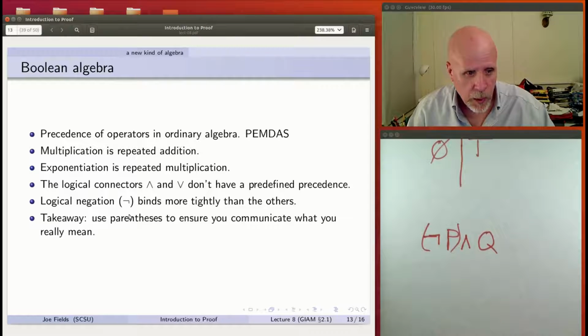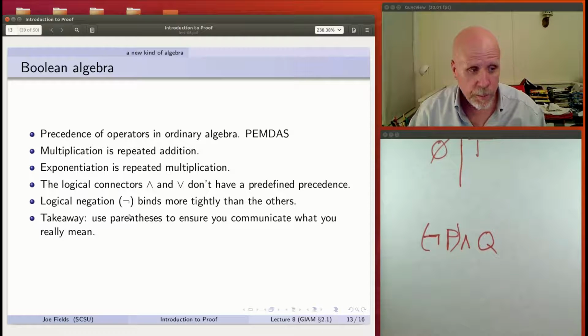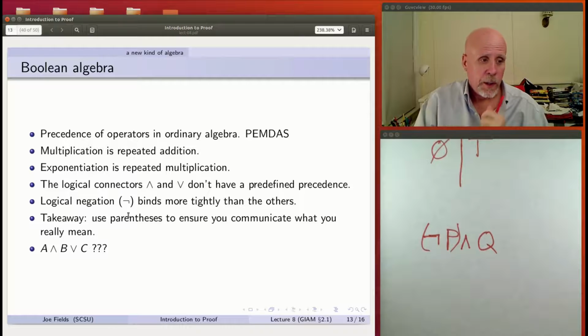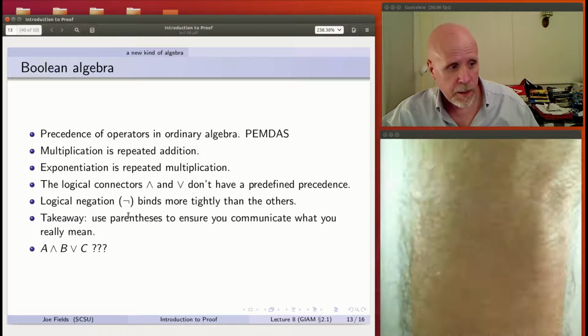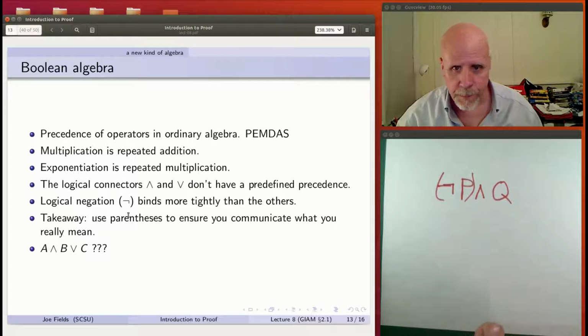So what's the takeaway? Use parentheses to make sure that what you're writing is what you actually mean. You don't have to be redundant, so don't go crazy on putting parentheses in that aren't needed, but do use them. Don't be cheap about parentheses. So here's an example. I've got the sentence A and B or C there. What does it mean?